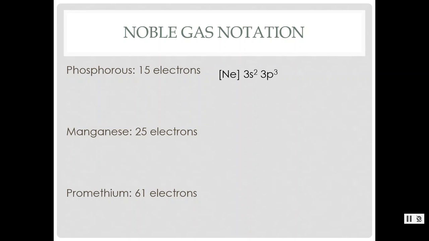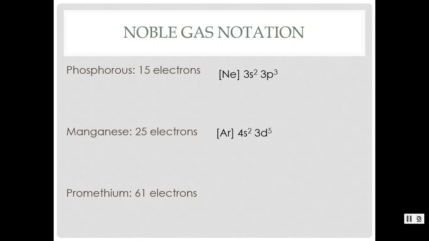For manganese, I have 25 electrons, atomic number 25. My closest previous noble gas is argon. And then I have 4s2, 3d5. So this tells me that in this manganese atom, I have a total of 18 core electrons.